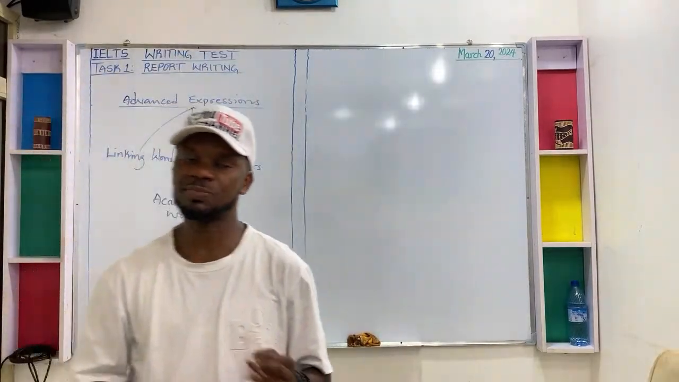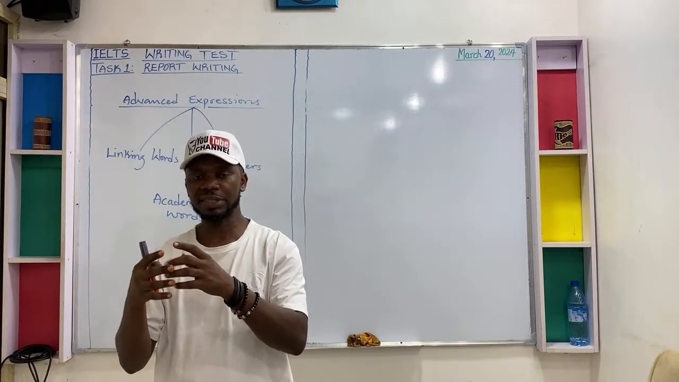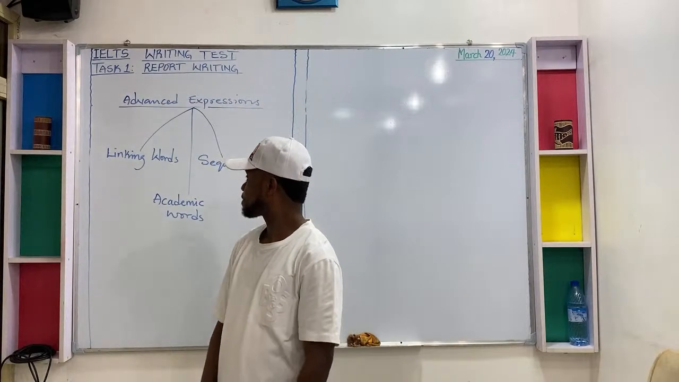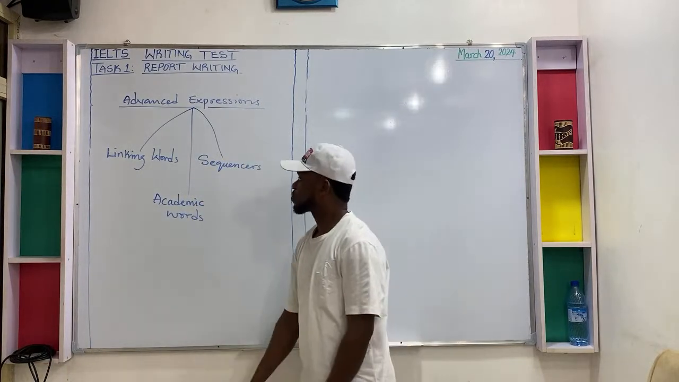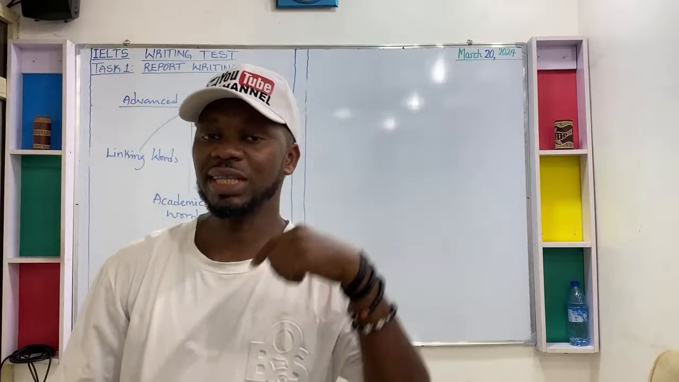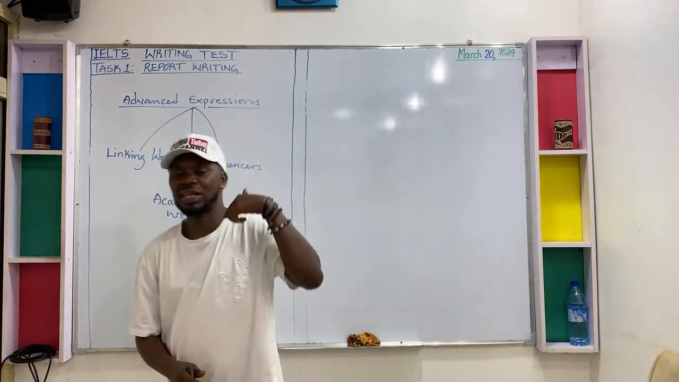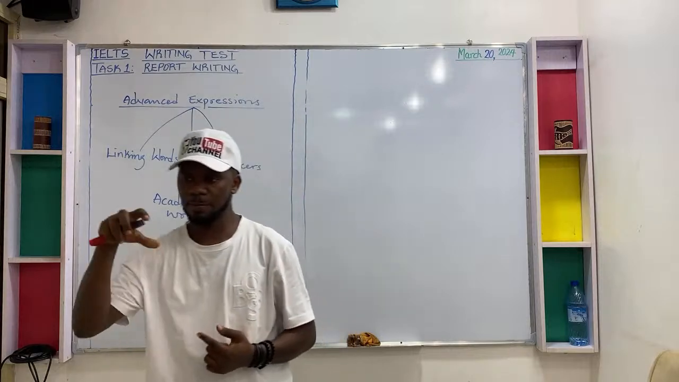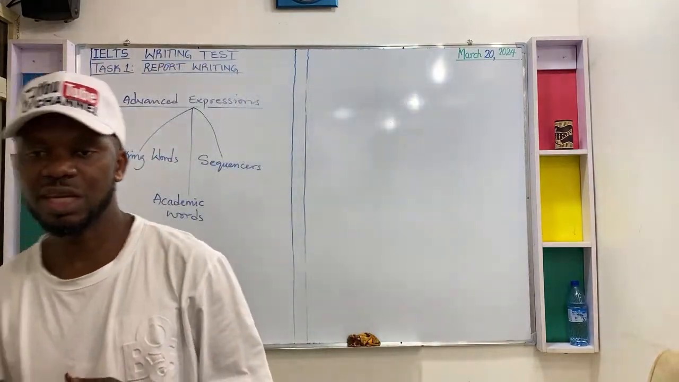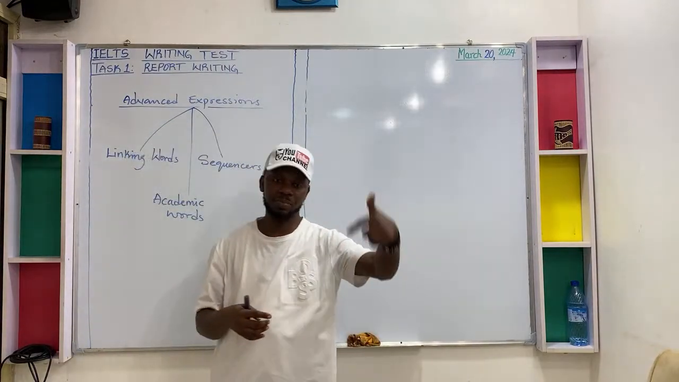Because IELTS expects you to show off compound and complex sentences. So to achieve compound and complex sentences, it is linking words that will build your sentences to become compound and complex sentences. Now let's look at sequencers. What are sequencers? These are words that are used to either begin a sentence or introduce an additional idea in a paragraph.